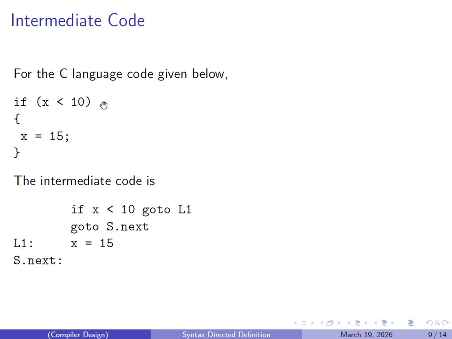So now, when you look at this C language code, we want to get the intermediate code, and the intermediate code is going to look like this. If x is less than 10, go to L1, where L1 is a label. If the condition is false, then it is going to execute go to S.next, and it's going to come over here. The label L1 is going to point to the curly brackets where you're having x equal to 50.